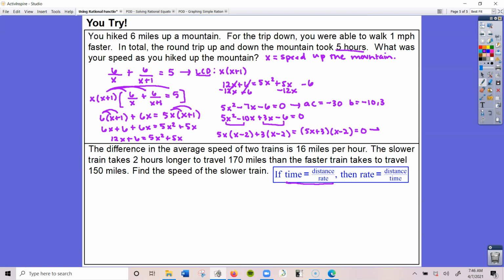which if I solve for each one, I get that x is equal to, here in this first factor, we would subtract the 3, divide by 5, so negative 3 over 5, or 2. Now remember that x represents the speed of the mountain. Speed cannot be negative, so that means that my speed of the mountain is 2 miles per hour.